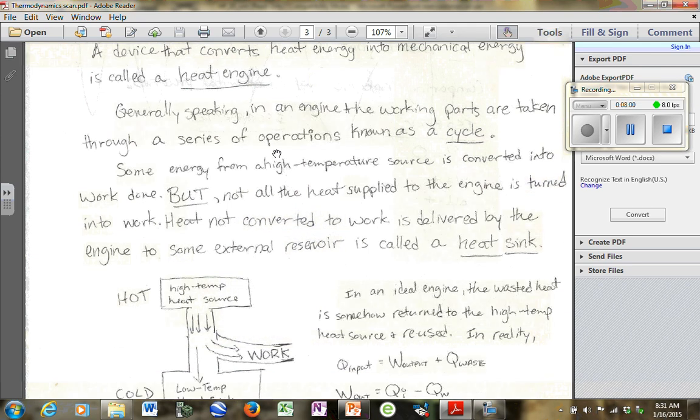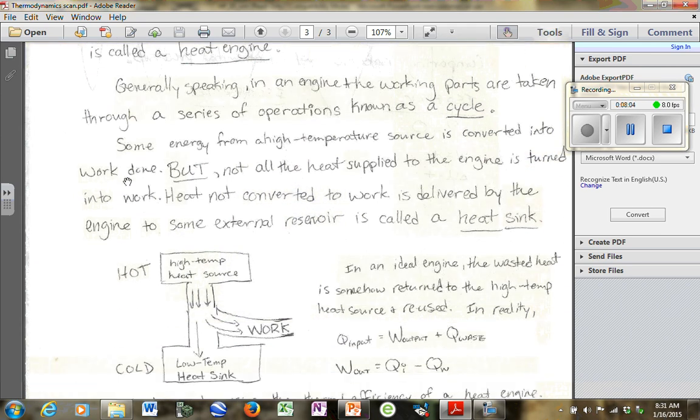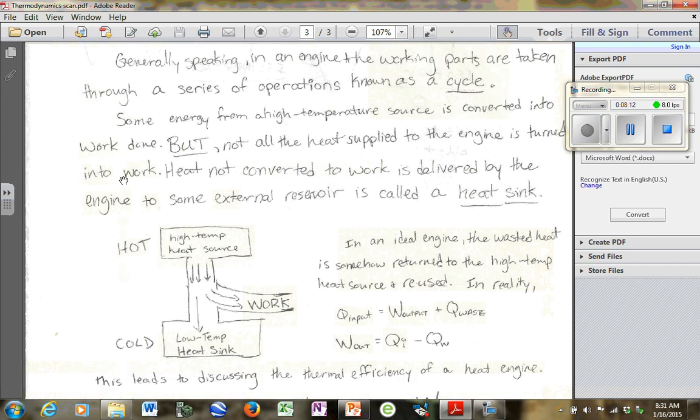But some energy from a high temperature source is converted into work done, but not all the heat supplied to the engine is turned into work. The heat that's not converted to work is delivered by the engine to some external reservoir called a heat sink, and so we have this schematic. You might want to go ahead and pause right now and ponder that and write it down. Now, this is just a schematic. This is just kind of the concept thing.